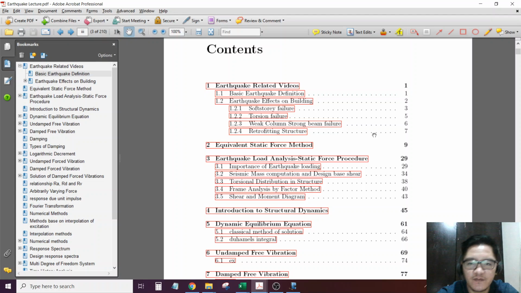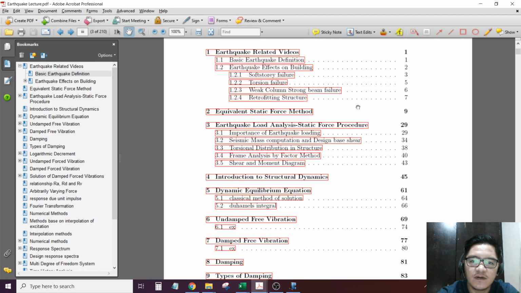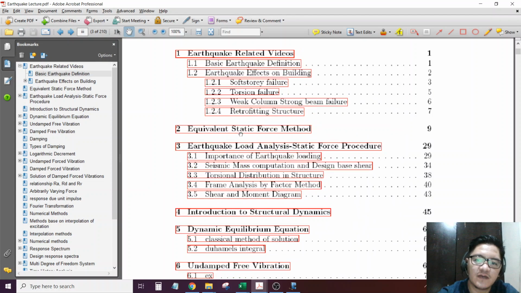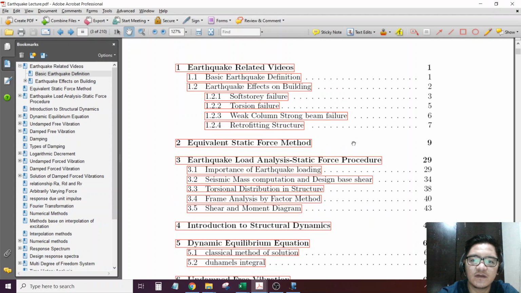Okay, but before that, you need to familiarize yourself dito sa concept or even sa basics, mga terms and definitions. Once okay na tayo sa mga definitions and terms, that's the time next chapter will be the static force method. Okay, equivalent static force method.